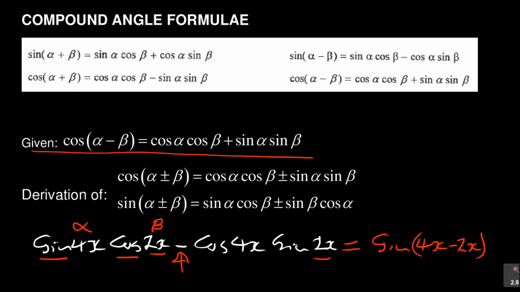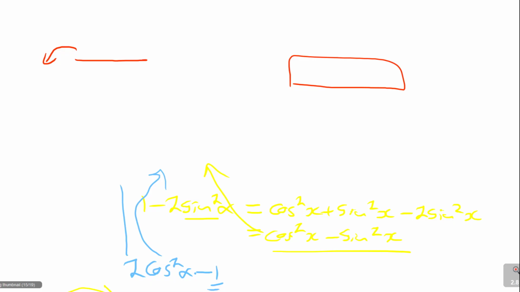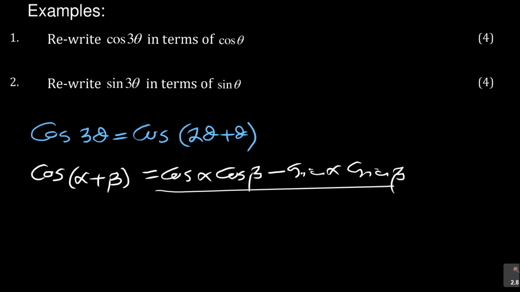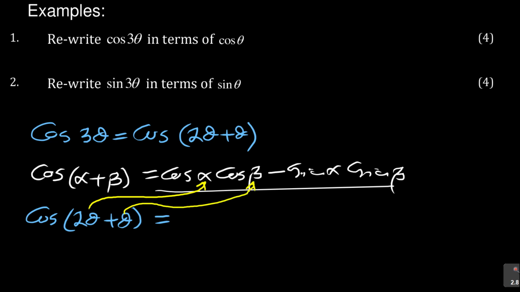So we're looking at cos alpha plus beta. You see, it's cos alpha cos beta minus sine alpha sine beta. You see that? That's what I'm using here also. Cos alpha cos beta minus sine alpha sine beta. Then from here, I can justify and say my cos 2 theta plus theta will be equal to, now look how I match. The alpha here is 2 theta, the beta is theta.